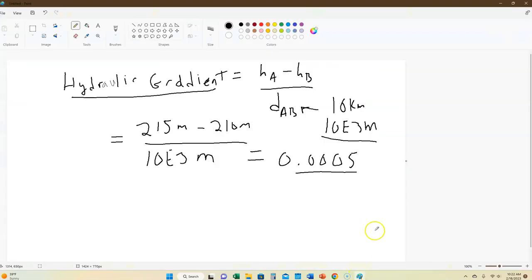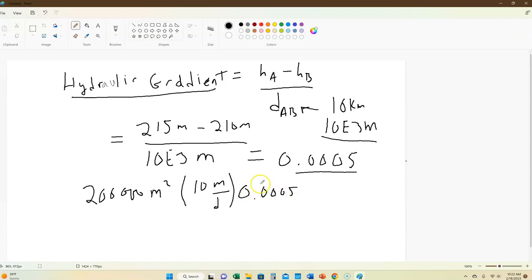All right, so here we go. 200,000, and of course that's square meters times 10 meters per day. Anyhow, then we multiply that times 0.0005, right, which we just figured out.